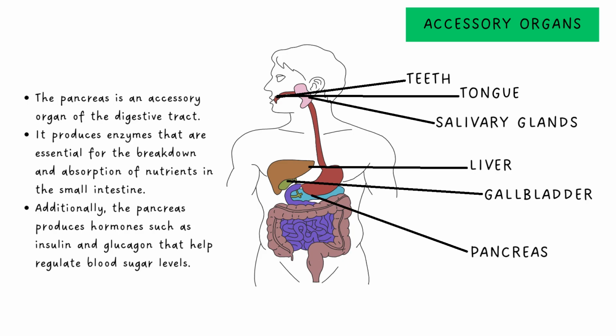The final accessory organ is the pancreas. It produces enzymes that are essential for breaking down and absorbing of nutrients in the small intestines. Additionally, the pancreas produces hormones such as insulin and glucagon that help regulate blood sugar levels for the endocrine system.